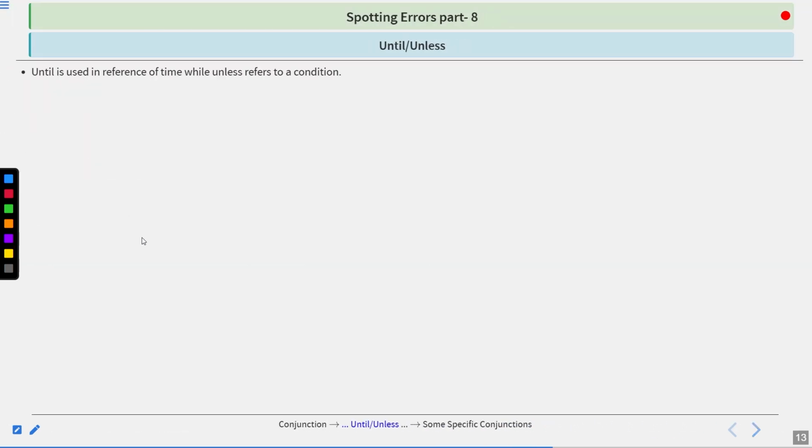Until and unless. Until is used in reference to time, while unless refers to a condition. Most of the time, students commit mistakes while using until and unless. So in this slide, we will discuss until and unless and their uses. I will stay here until you return. He can't succeed unless he works hard. So here, you return refers to time. That's why we have used until. And he works hard is the condition.